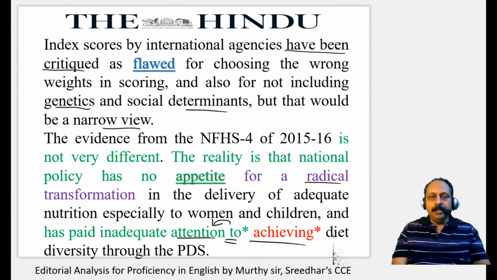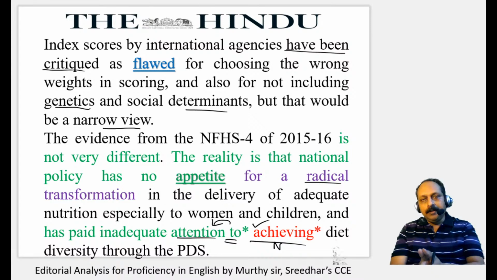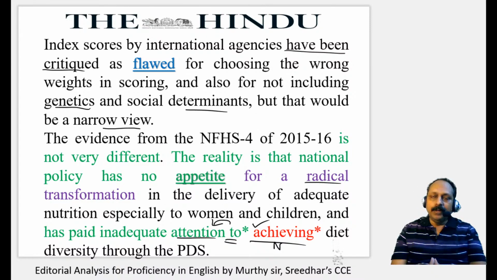So here the word achieving is not a verb. It is a noun. The verb form with ing, that is a gerund. So you can use it after attention to what, if you ask the question: achieving diet diversity through the PDS. So this is grammatically absolutely right. Don't think that every time you see the word to, the verb after that should be in the basic form. That is not right. So that way it is very important.